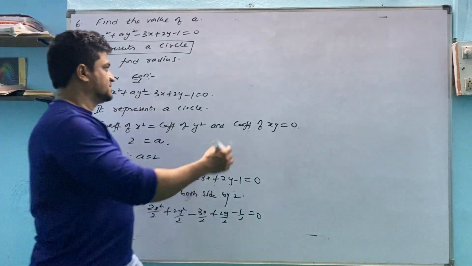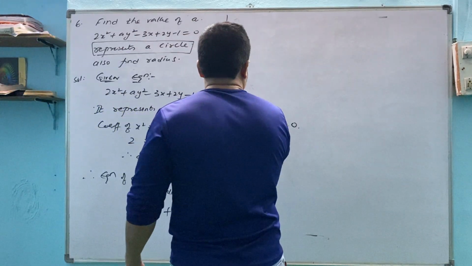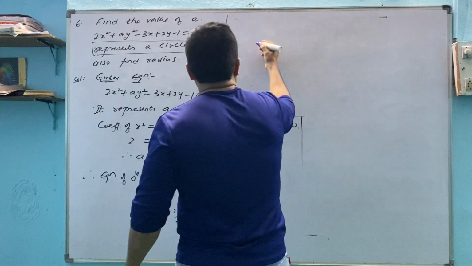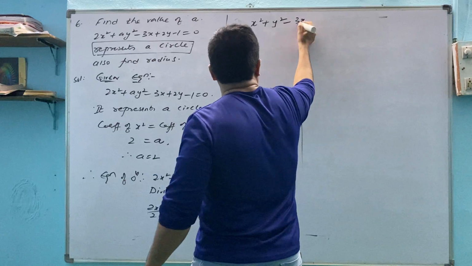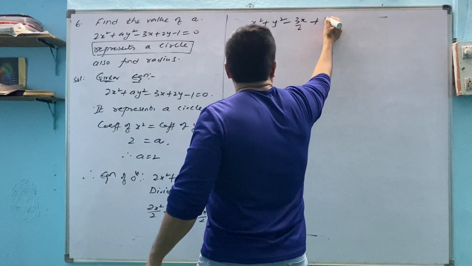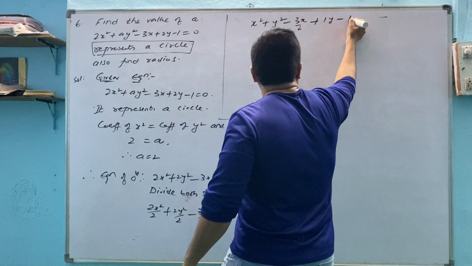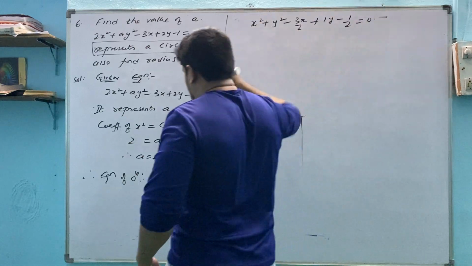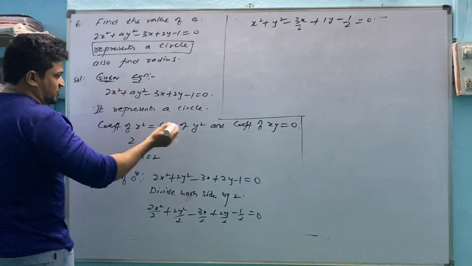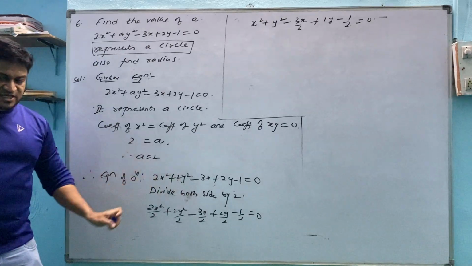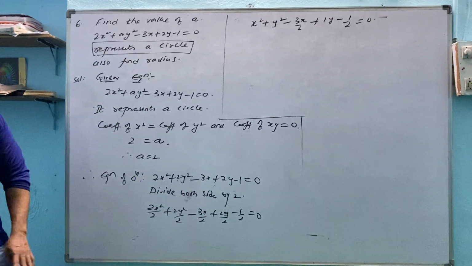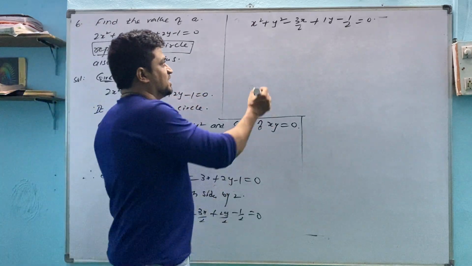To cancel: x square plus y square minus 3x by 2 plus 2y by 2, which is y, minus 1 by 2 equals 0. First, to find a, we equated the coefficients, then we wrote the equation, then we found 2 as a multiple, so divide both sides by 2, then the equation of the circle is there.